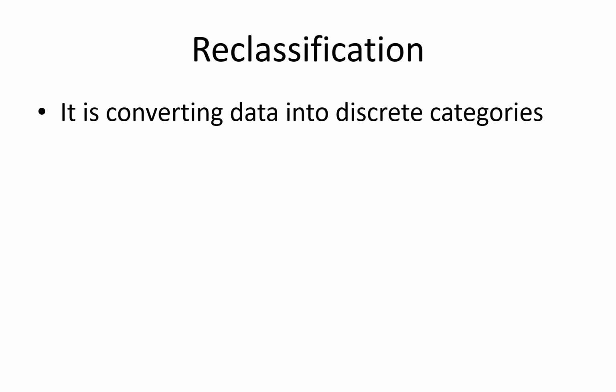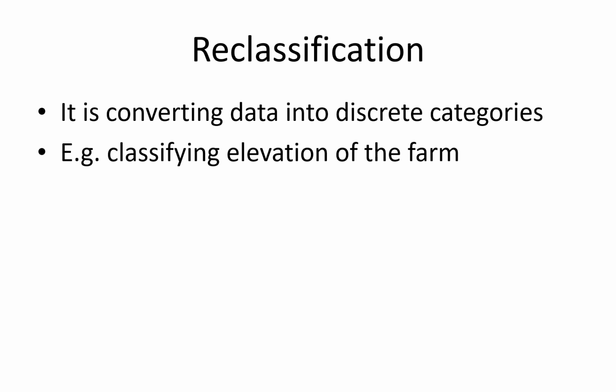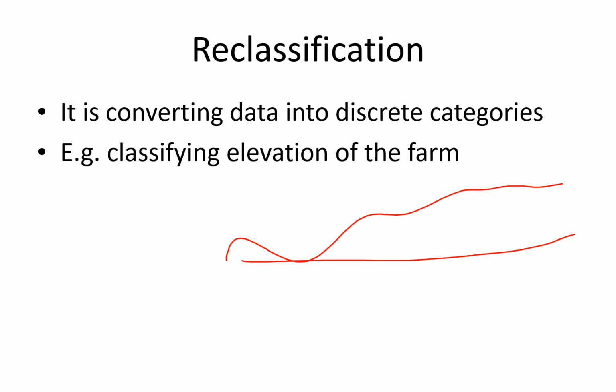Reclassification. This is another aspect which is very much associated with data analysis in GIS, and its meaning is to convert data into discrete categories. For example, classifying elevation of the farm. Let's say you have your farm looking like this. But here you'll see you have so many variations within your field, like this. If you wanted to leave it as it is, you'll see you have so many categories here.